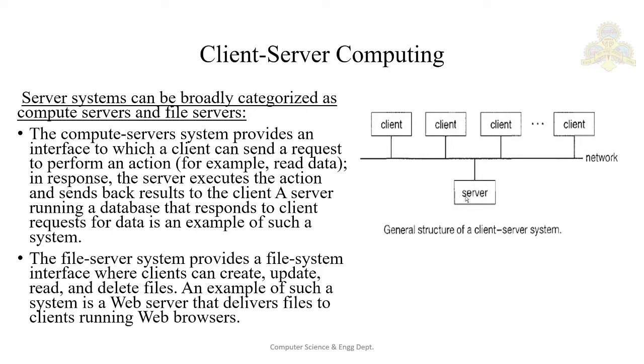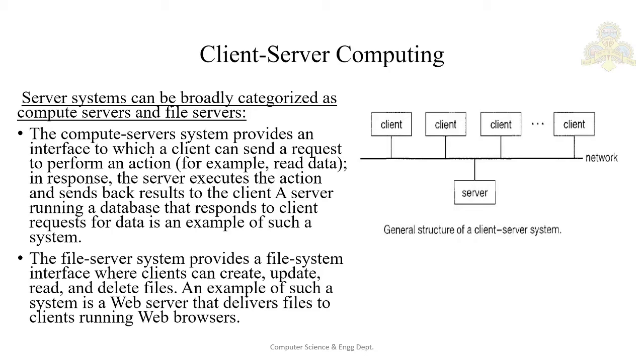Okay. So a compute server system provides an interface to which a client can send a request to perform some action, such as to read the data. So in response, the server executes the action and sends back the result to the client. So a server running a database that responds to a client request for data is an example of this one.